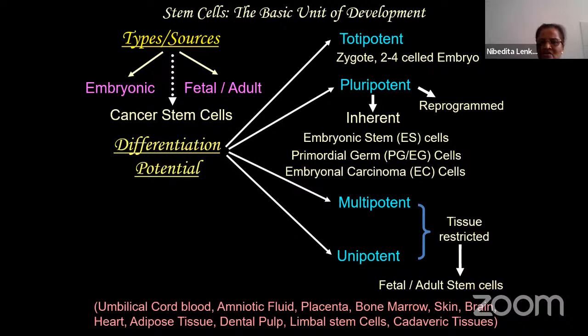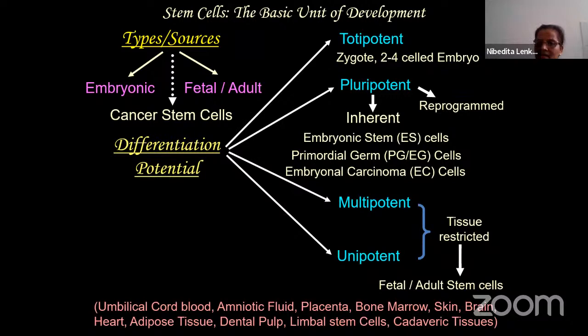Even primordial germ cells, PG or EG cells, when the gametes are formed, the gonads are formed, from that the germ cells also have the potential because they also give rise to the entire organism. So these are also pluripotent cells. The same is also true for embryonal carcinoma cells, which can also give rise to different cell types or all the cell types. So those come under the pluripotent category.